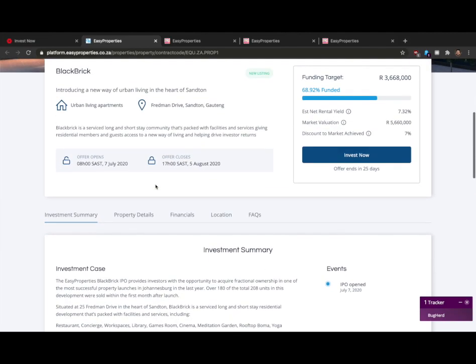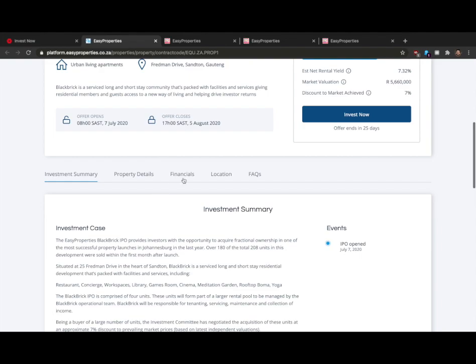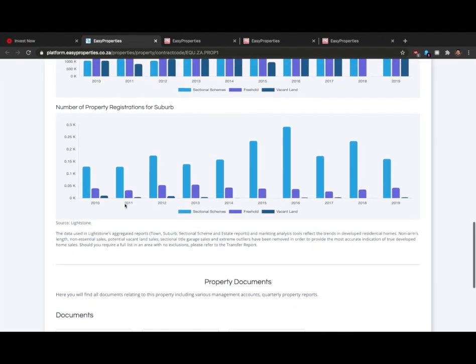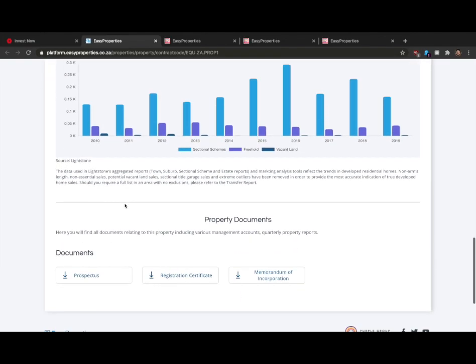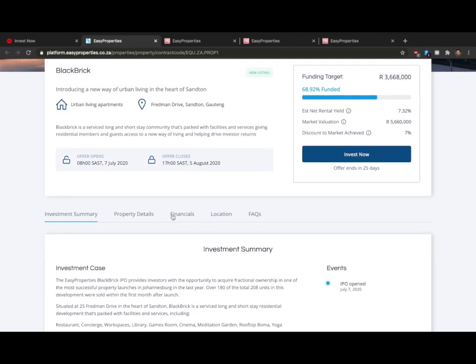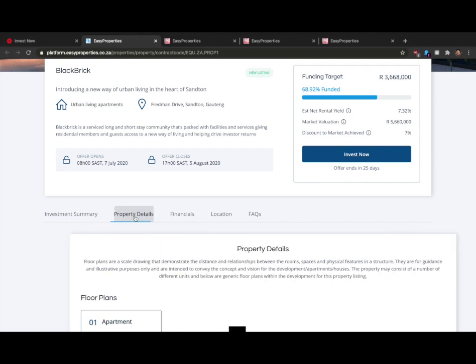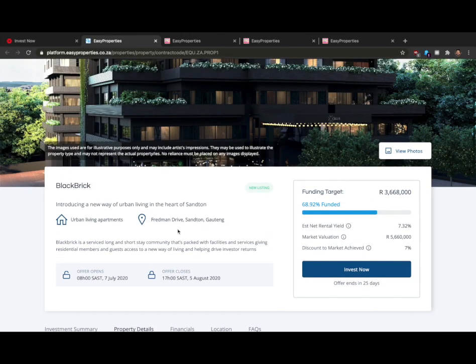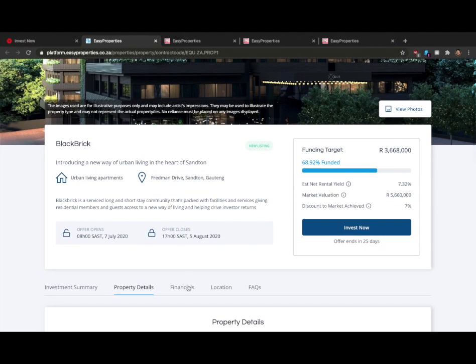And they do also show, which I do quite like, how much they charge. There's some interesting statistics here. They show the increase in the property values in that area over time, and they do also show how much they charge for management, which is lower than expected. So I think that's good.